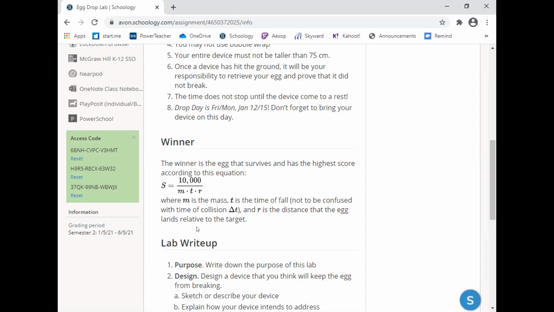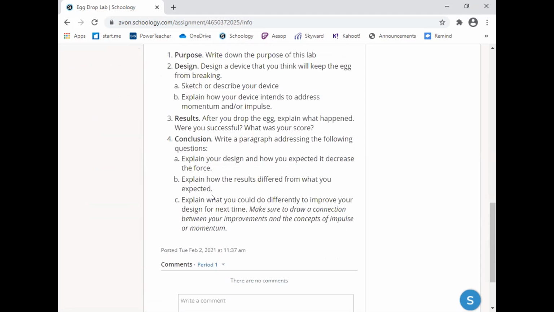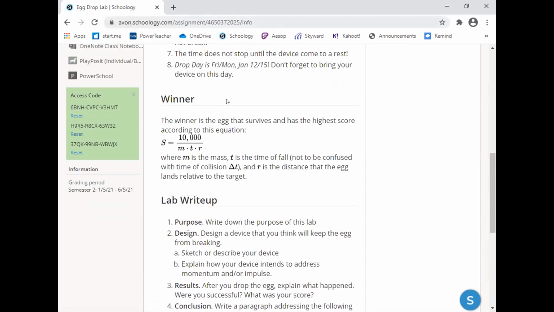If you don't have your notes out, go ahead and get them out, because we've got one thing we're going to do with notes today.